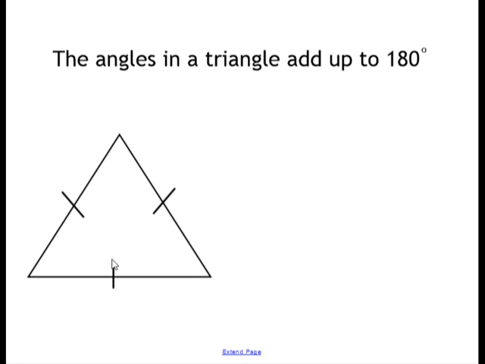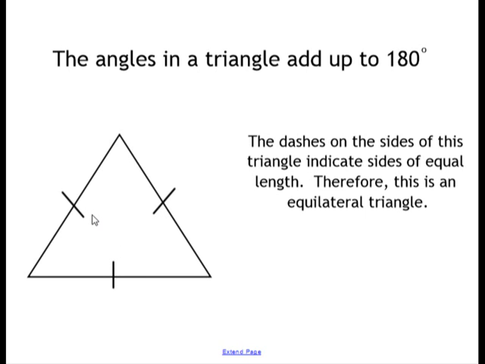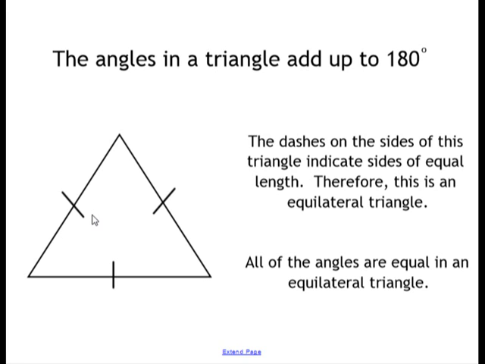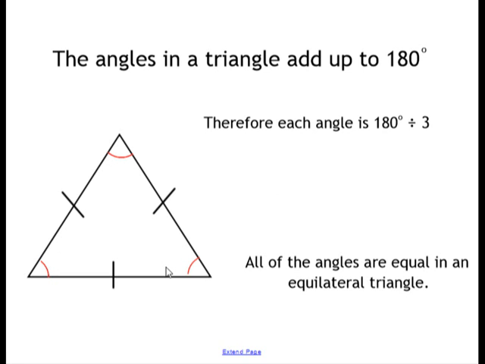Okay, the angles in a triangle add up to 180 degrees. Now we've got a different type of triangle here, and it's got these funny little dashes on there. Now those dashes denote sides of equal length. So all 3 of those sides are of equal length. Therefore, it's an equilateral triangle. Now the other property of an equilateral triangle is that all 3 angles are equal also. So if I need 180 degrees in a whole triangle, and I've got 3 equal angles, each angle must be 180 degrees divided by 3. So each angle is 60 degrees.